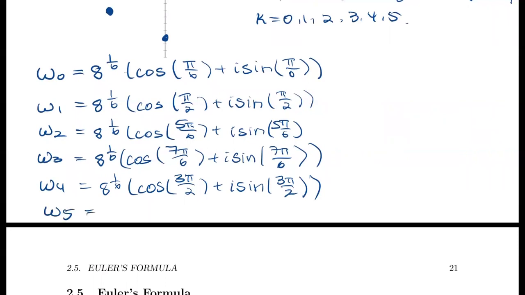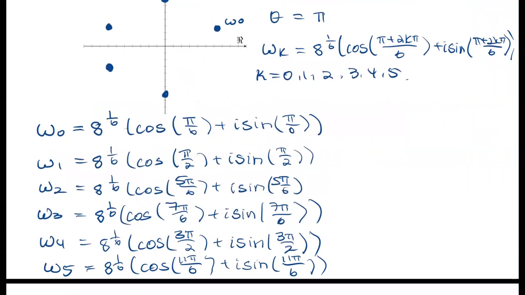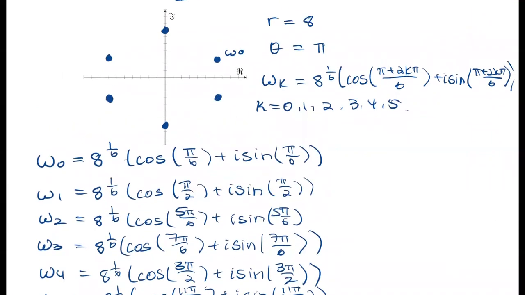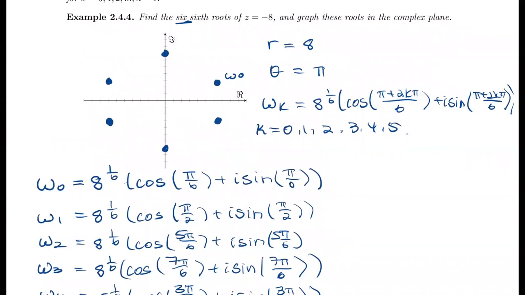would be 8 to the power 1 over 6 times cos of 11 pi over 6 plus i sine 11 pi over 6. Okay, so those are the 6 numbers. Now this should be a little bit easier to look at. We see that we get a hexagon shape, if we connect the lines here.